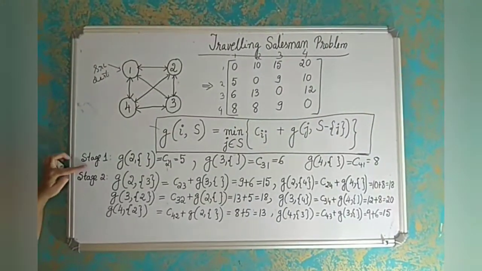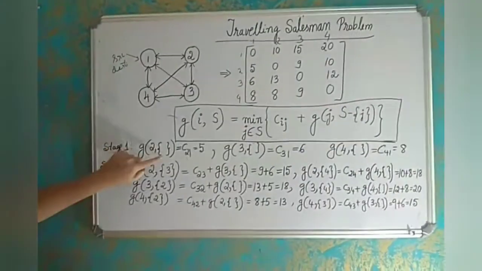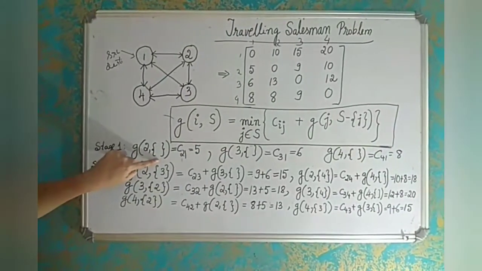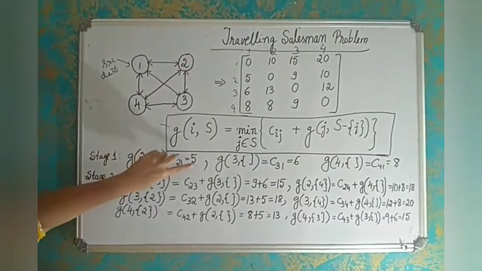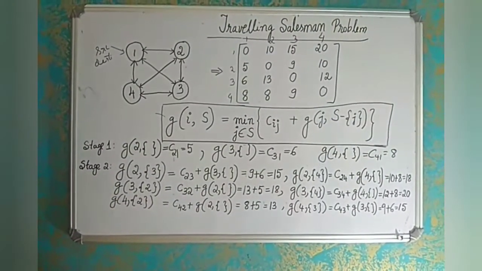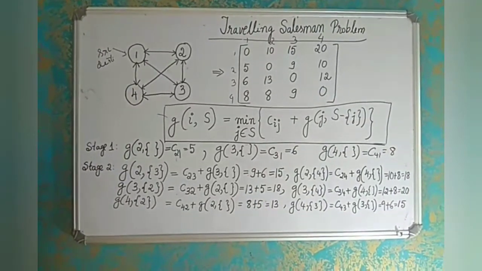Okay, so in stage 1 we have calculated all these values, in which we have not considered any of the vertices in the set. We have considered 0 vertices in the set. So direct values we got from the matrix, we have written as it is. Next we'll move on to the second stage, in which we are considering one vertex in the set.